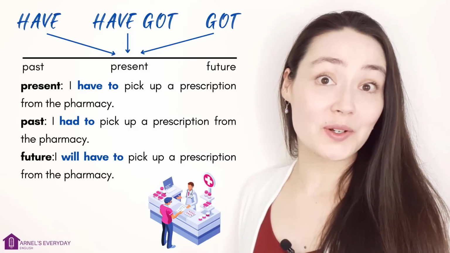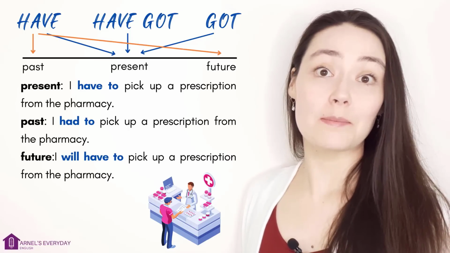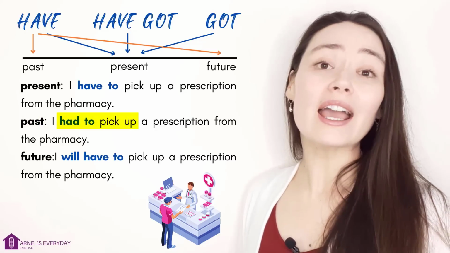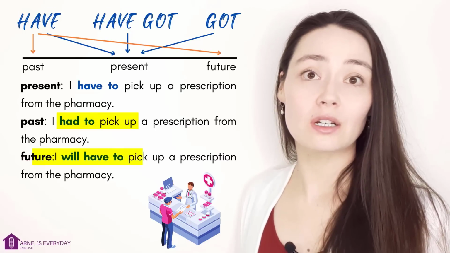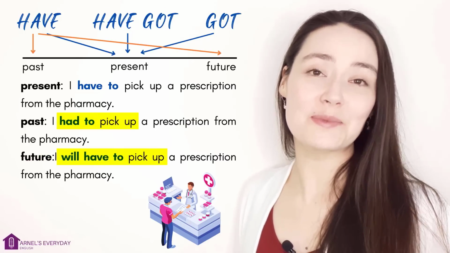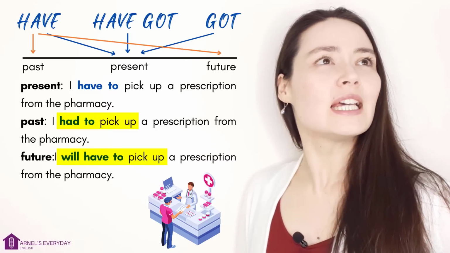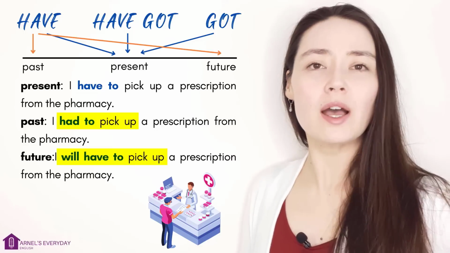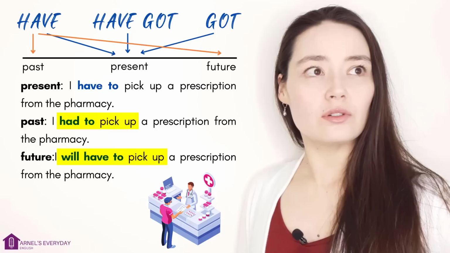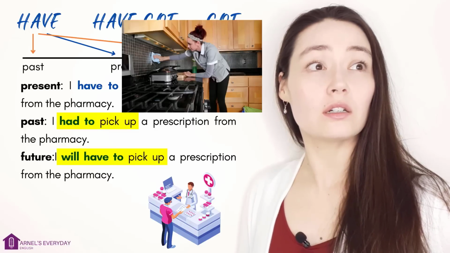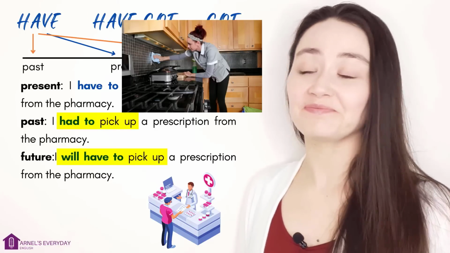Past or future, again, you can only change have to. Past: I had to pick up a prescription from the pharmacy. Future: I will have to pick up a prescription from the pharmacy. Let me know in the comments, what's something you have to do later? I have to clean my kitchen. It's a disaster.